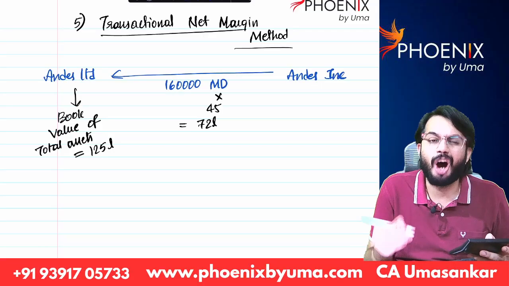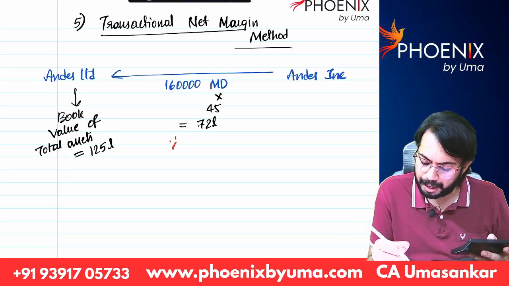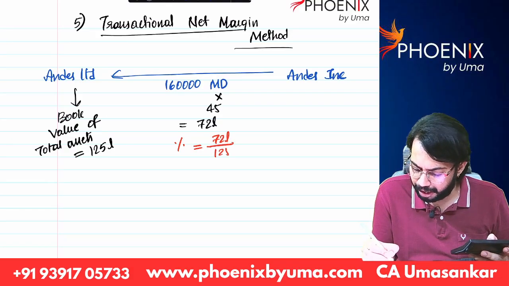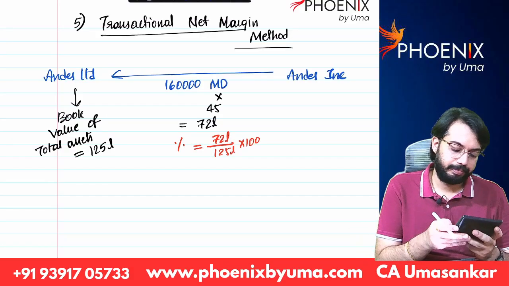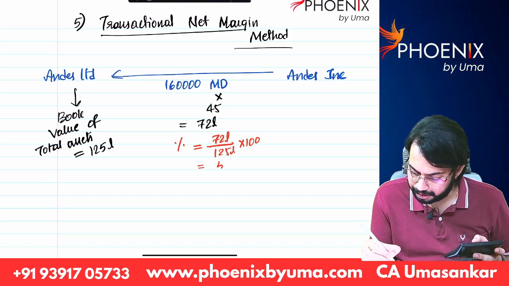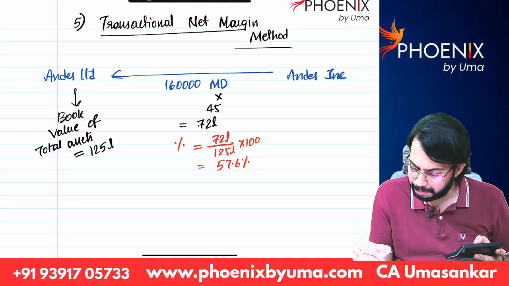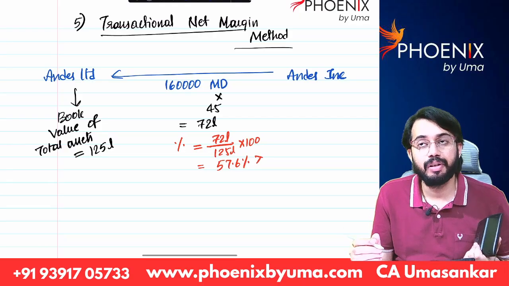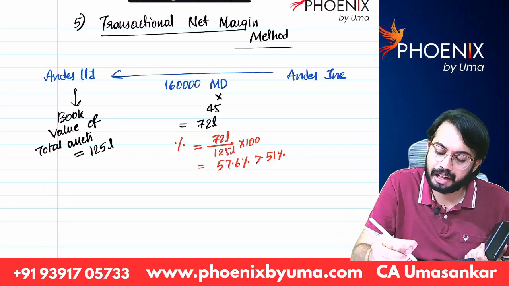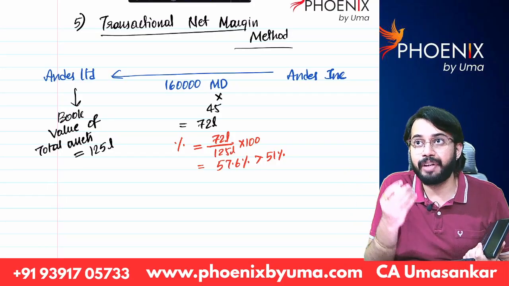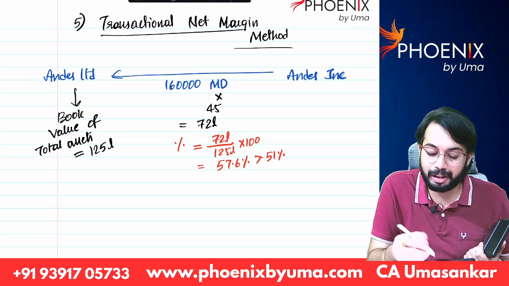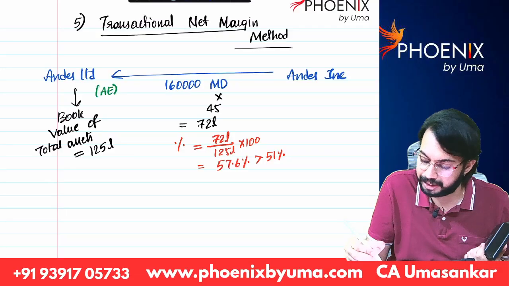Calculate the percentage of loan given: 72 lakhs divided by 125 lakhs into 100 is 57.6%. That means more than 51%. If more than 51% of assets amount is given as loan, then both will be treated as associated enterprises. Correct.